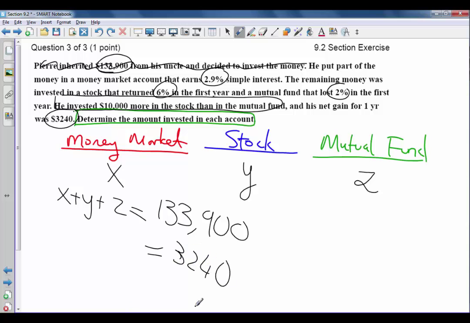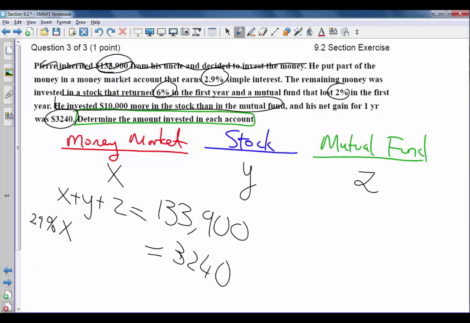But do you know where he's going? If you're using this number, this is for your total amount you made after 1 year. That means these are your earning amounts. To be able to compute your earning, you need to use your interest rates. He's using how much X the money market made if you are earning 2.9% rate. So to compute that, you need to take 2.9% of X.